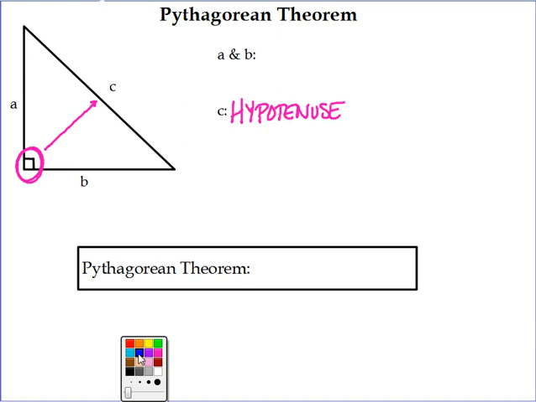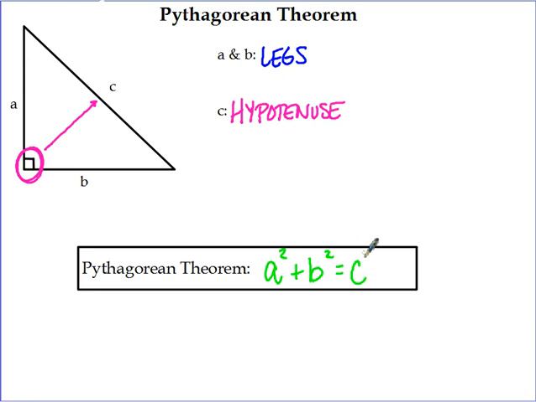The other two sides, A and B, those are called the legs. And it doesn't matter which one is A and which one is B. It's not like A has to be the smaller side and B is the bigger side. You can put B up here and A down here. The only thing that matters is that C is the longest side. And then the Pythagorean Theorem is A squared plus B squared equals C squared. So we're always going to be using that theorem over and over again to solve all of these problems.